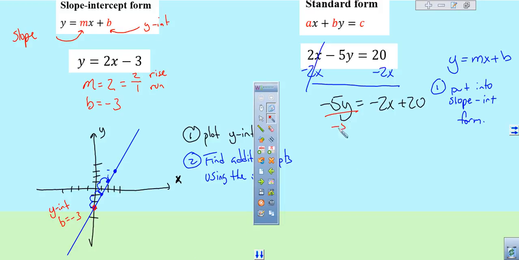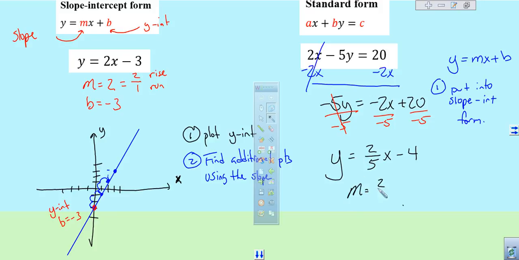I would divide by -5. I divide everybody by -5. My -5's cancel. I get y is equal to a positive 2 over 5x minus 4, because a negative and a negative equals a positive, and a positive and a negative equals a negative. So from this spot right now, I can identify my slope as 2 over 5 and my y-intercept as -4.